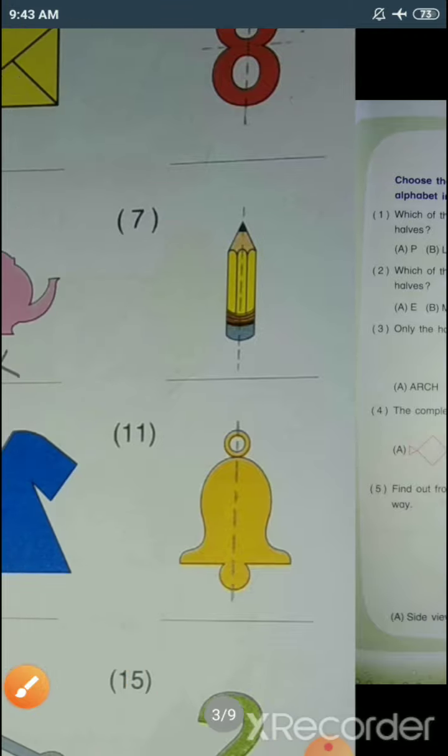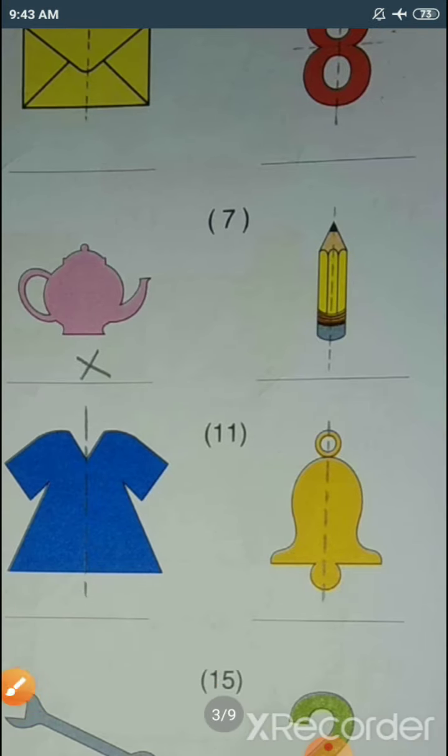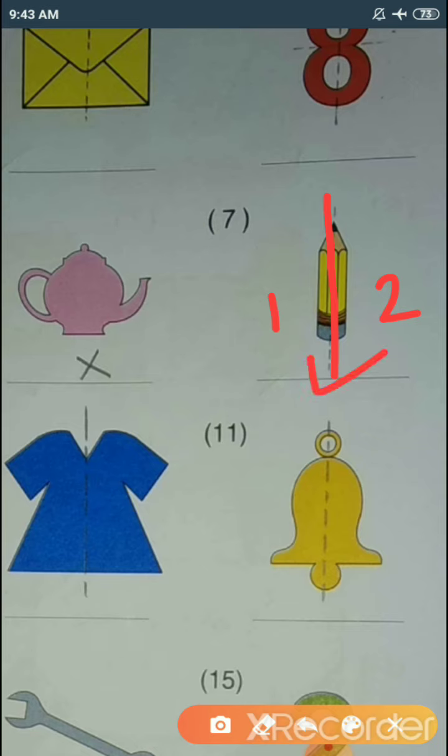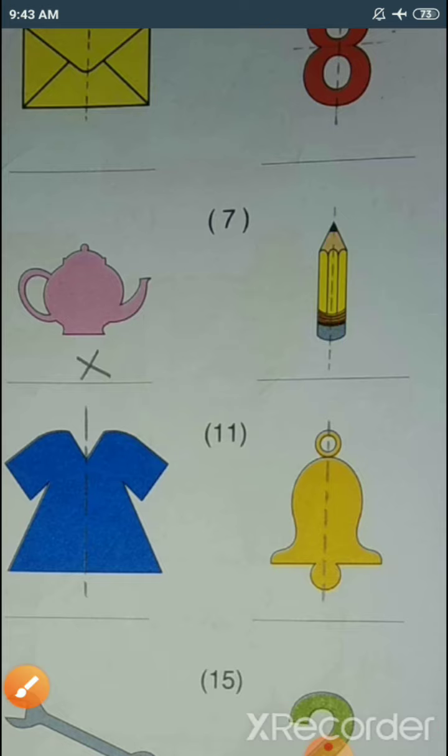Now number 7, a pencil is given, and with the help of a vertical line I have divided this pencil into two parts, part 1 and part 2. So with the help of part 1 and part 2, we can see that both the sides are similar. So yes, the pencil shows symmetry.